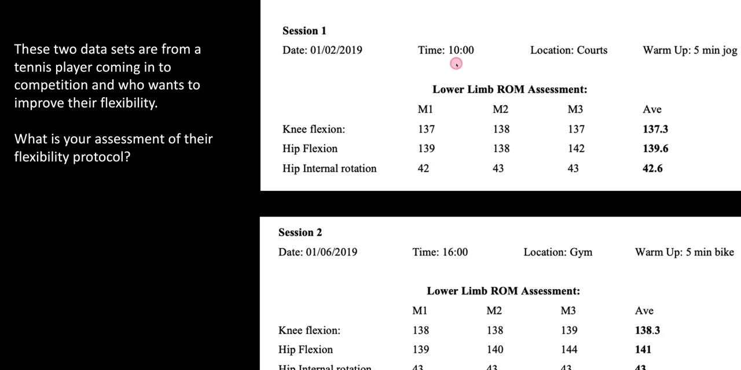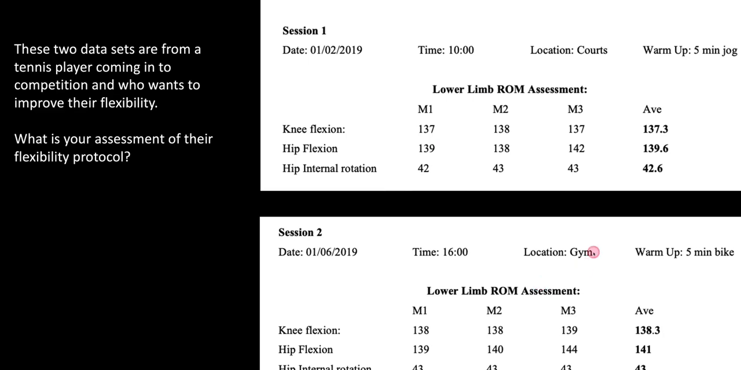This first session was done at 10 a.m. on some tennis courts, and he had a 5-minute jog as a warm-up. The second session was at 4 p.m. in a gym, and had 5 minutes on a bike as a warm-up. So there's a few things we might be concerned about already, because they're different times of day, and we know a few things about flexibility in time of day. Core temperature is different. Core temperature affects flexibility. We know flexibility changes throughout the day, so that might affect it.